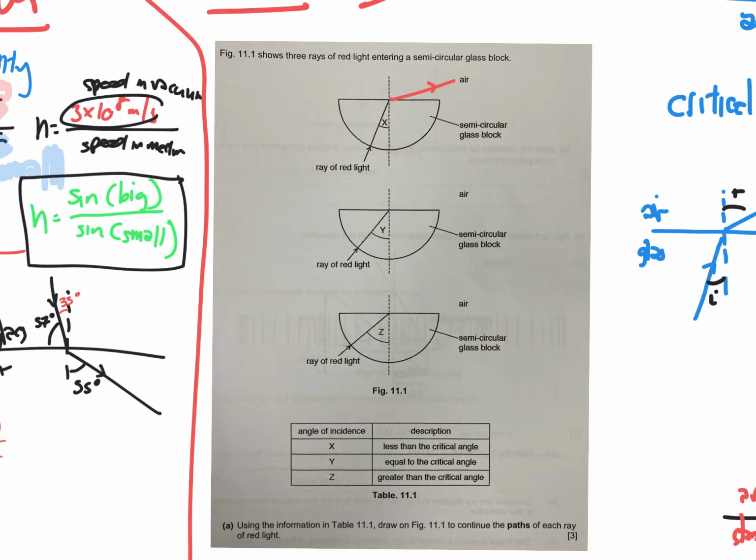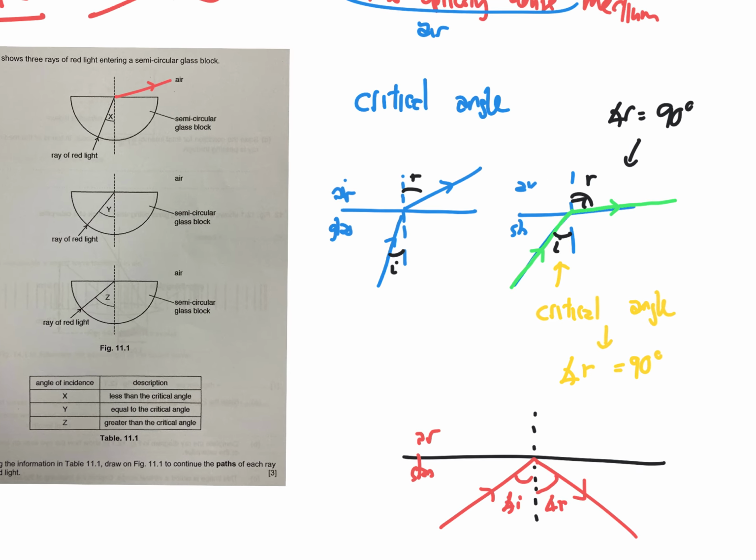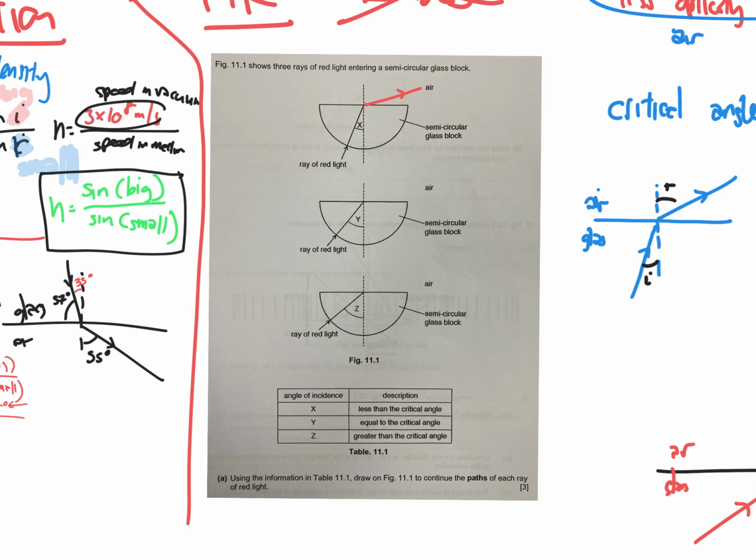Okay, I refract. But if Y is equal to critical angle, if this incident angle is equal to critical angle, I know that critical angle means my refraction is going to be 90 degrees to the normal. So this one over here would be exactly along over here, such that this is 90 degrees.